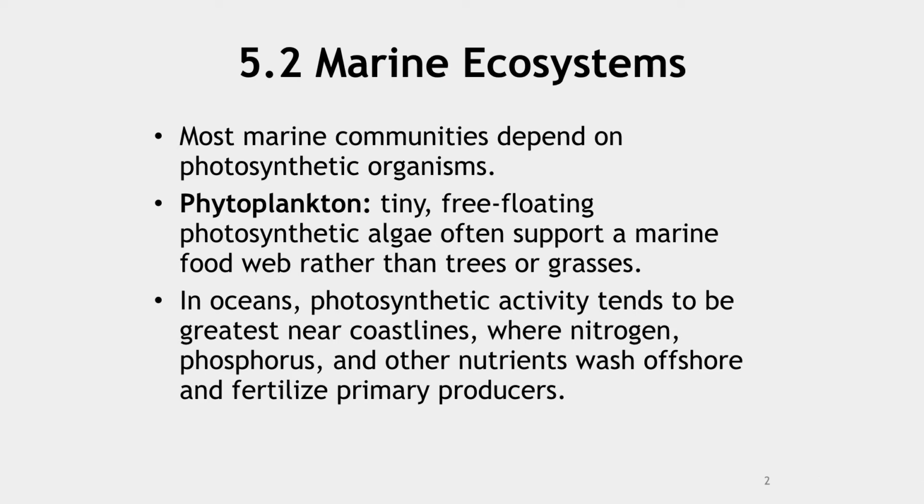Like land-based systems, most marine communities depend on photosynthetic organisms. Often, it is algae or tiny, free-floating photosynthetic plants, phytoplankton, that support a marine food web rather than the trees and grasses we see on land. In oceans, photosynthetic activity tends to be greatest near coastlines, where nitrogen, phosphorus, and other nutrients wash offshore and fertilize primary producers. Ocean currents also contribute to the distribution of biological productivity as they transport nutrients and phytoplankton far from shore.